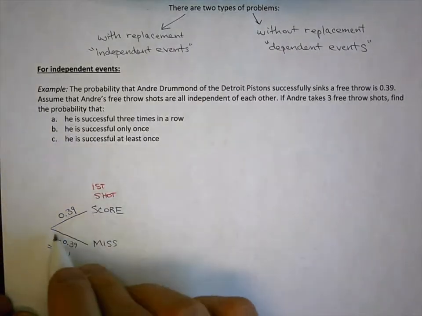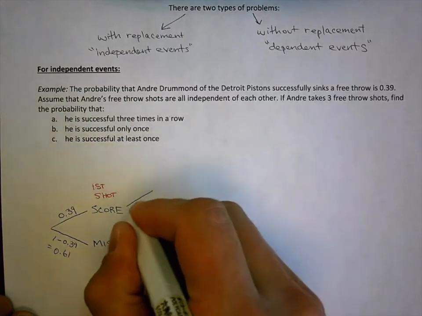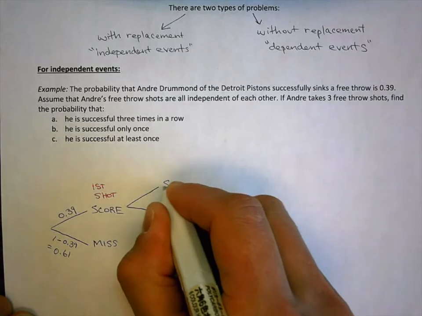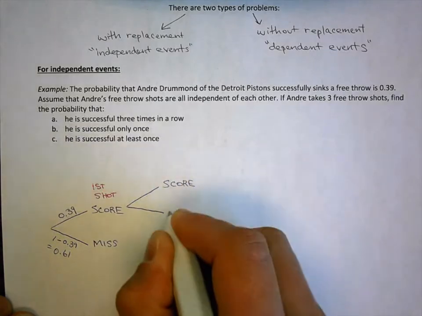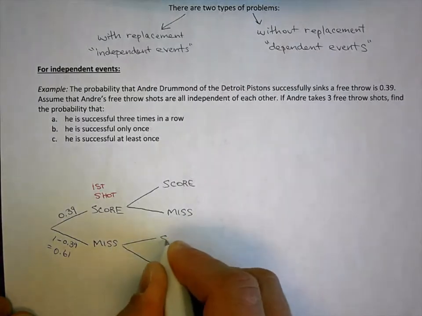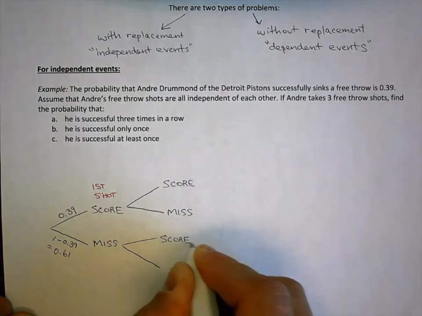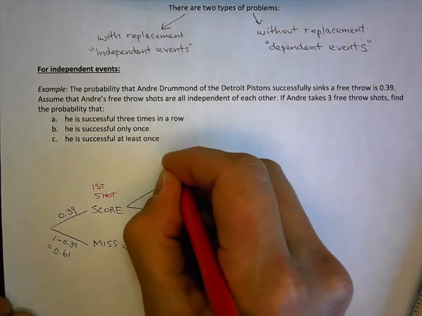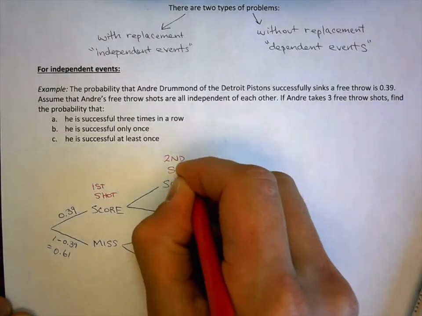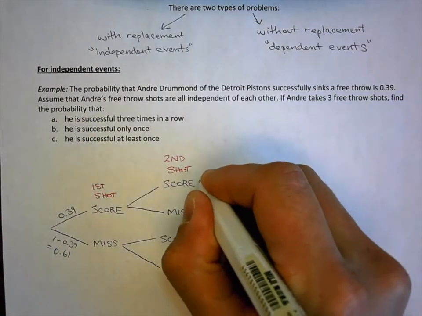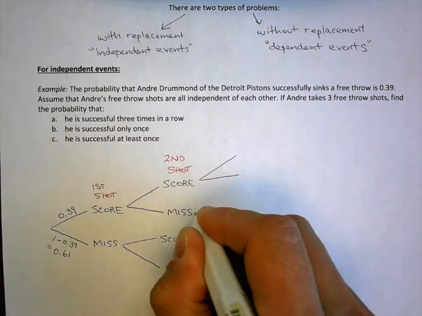Okay, what about the second shot? Well, let's say he scores the first time. Then I'm going to draw the 2 outcomes for the next shot. Again, we have score and we have miss. Or he could have missed on the first shot, and then he could shoot again and he could score or miss. So that is the second shot. That's the way things can go. We can keep doing this, right? Because he's taking 3 shots. So on the final shot, well, look at all the different possibilities we have now.